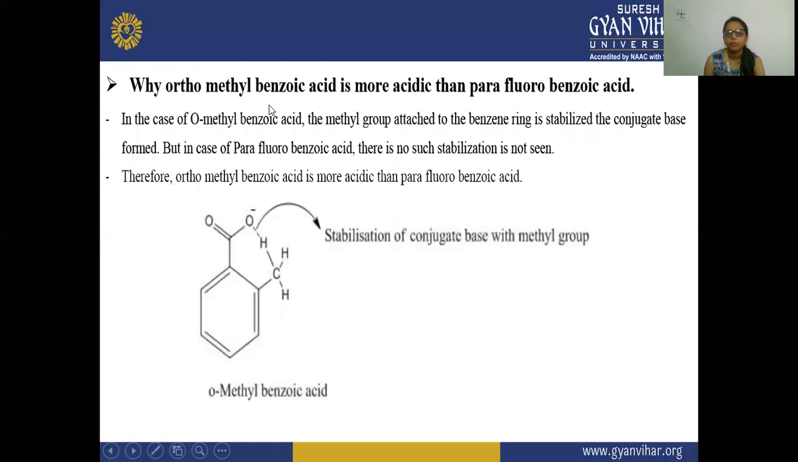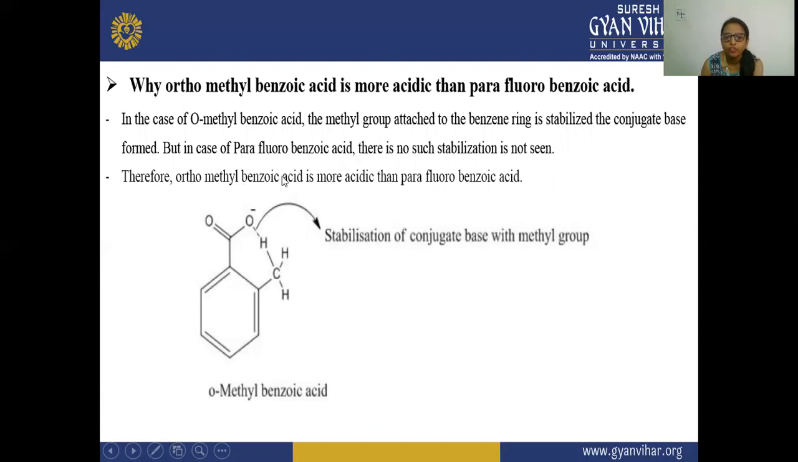Next, why is ortho-methyl benzoic acid more acidic than para-fluorobenzoic acid? Because here you can see there is a formation of hydrogen bonding. In ortho-methyl benzoic acid, the methyl group is attached to the benzene ring at the ortho position of the benzoic acid. So the conjugate base formed is stabilized, and that stabilization is increasing the acidity.